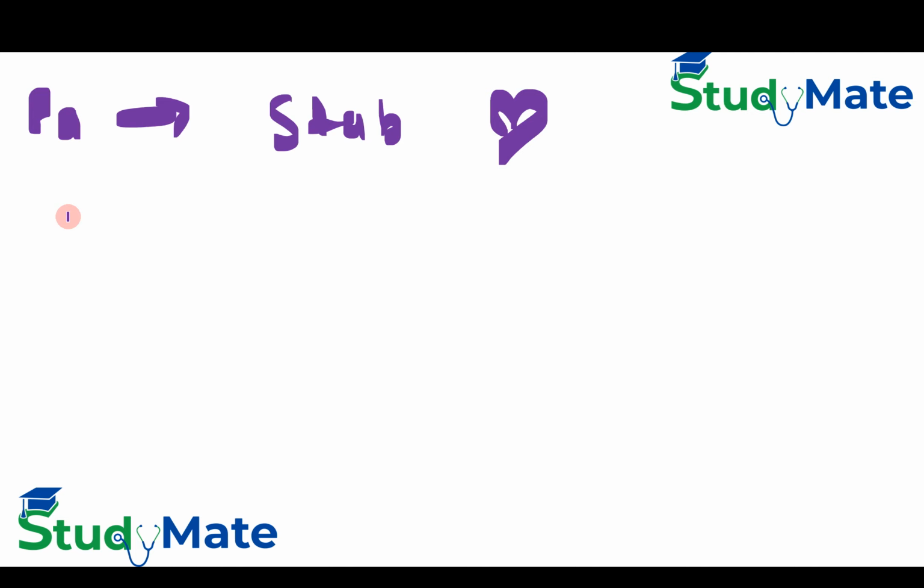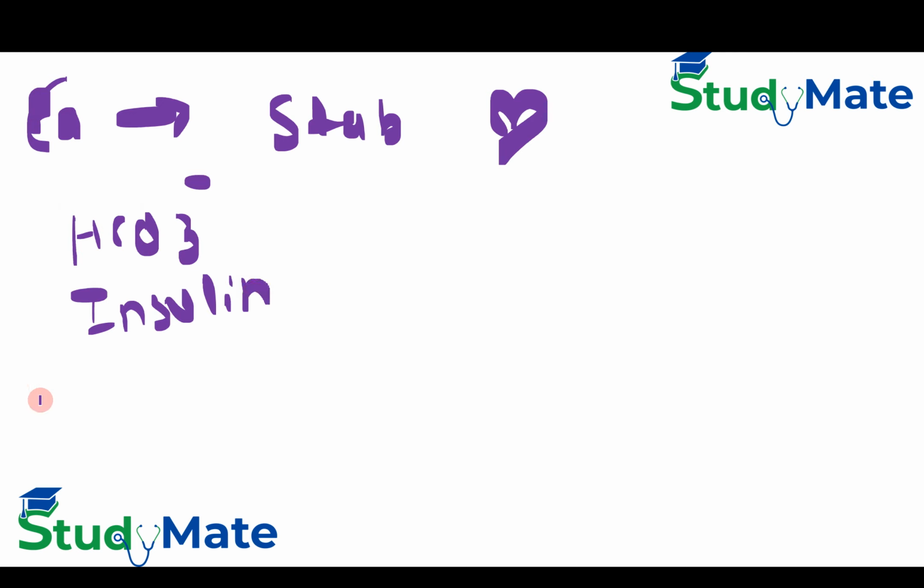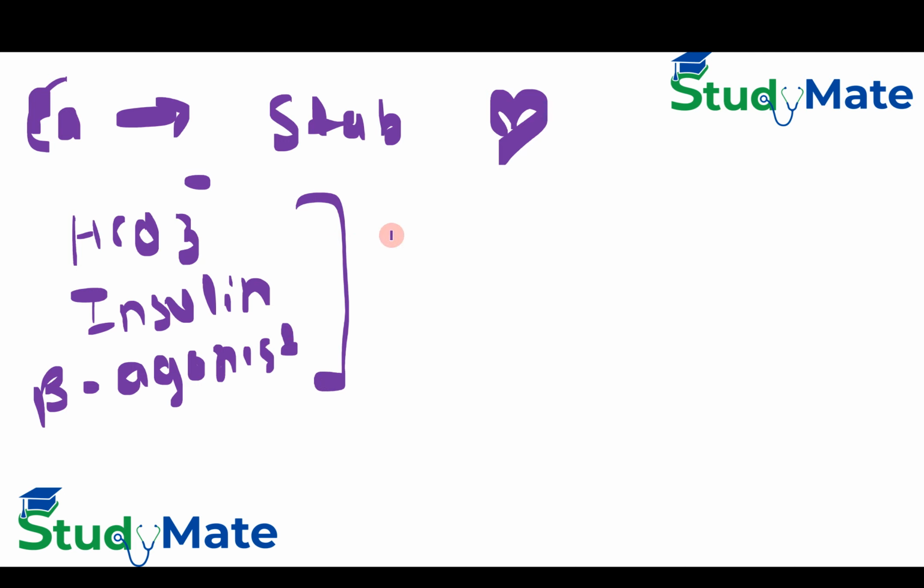Now, just a quick overview of the mechanism of action. Calcium in calcium gluconate stabilizes heart membrane so that it is not prone to that much arrhythmia. Bicarb, insulin, beta agonist, that is salbutamol, albuterol can also be used. These three push the potassium into the cells so that extracellular potassium is less and hyperkalemia is treated.